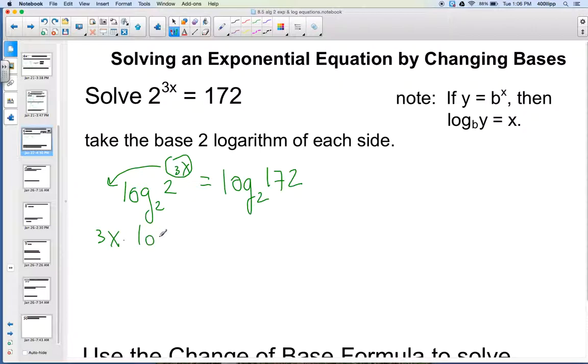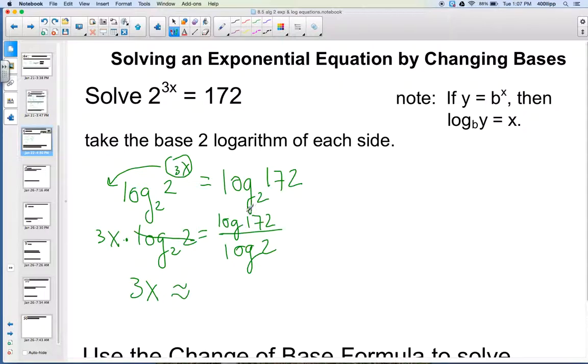3x times log base 2 of 2 is equal to, I can use the change of base formula and make it log of 172 over log of 2, which simply means that they both have a common base, which is a base of 10 now. Previously in the earlier slides, we went over that log base 2 of 2 is equal to 1. So 3x times 1 will just be 3x. And then we can find what this is here.